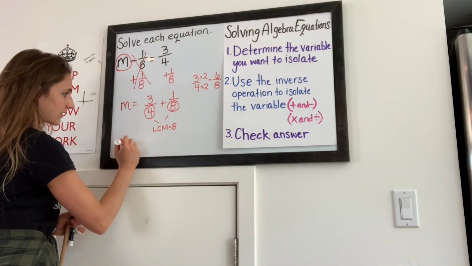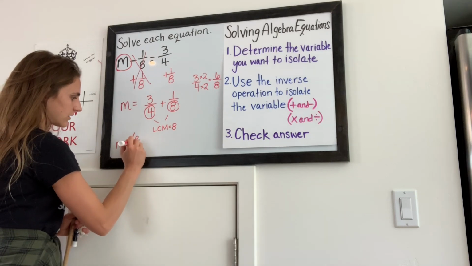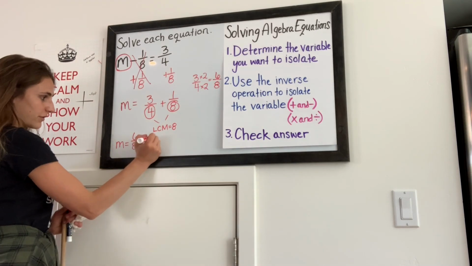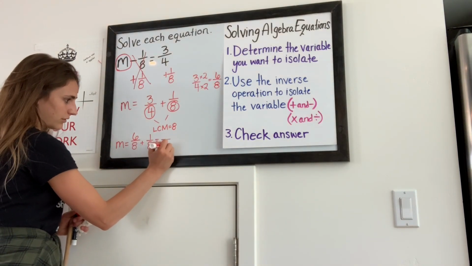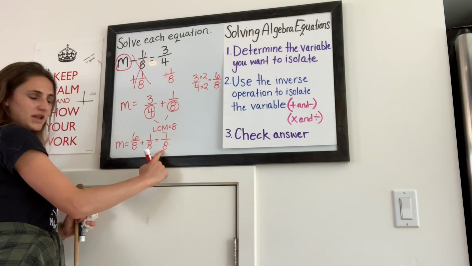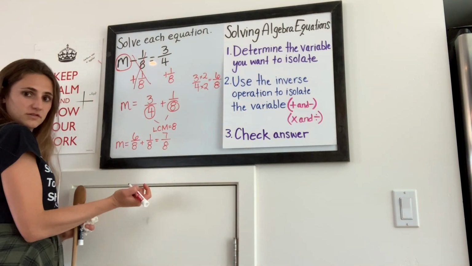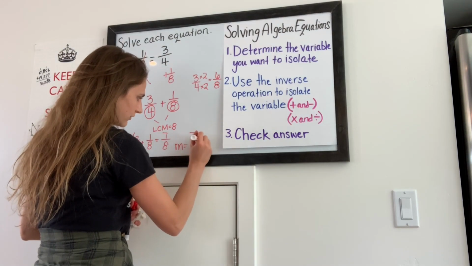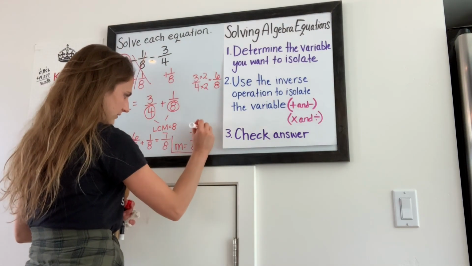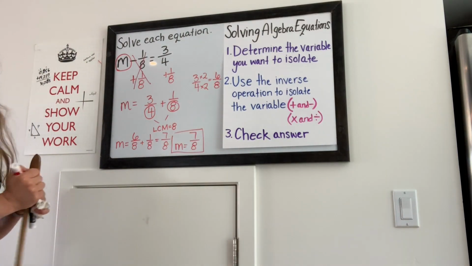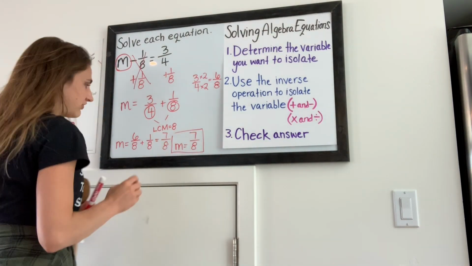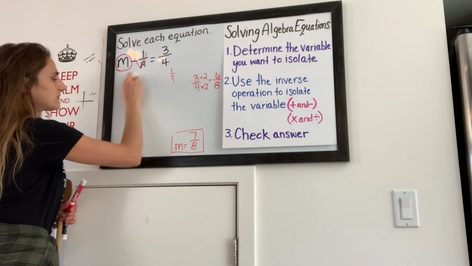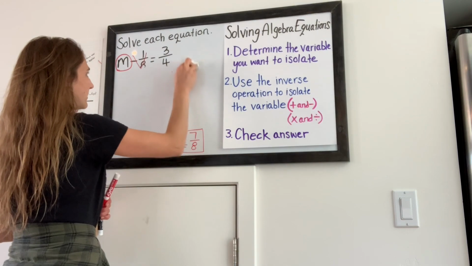We have m equals 6 over 8 plus 1 over 8. 6 over 8 plus 1 over 8 would equal 7 over 8, okay, because our denominator stays the same and we add our numerators. Okay, so I think my final answer is m equals 7 over 8, okay? That's what I think. However, we don't know for sure until we've done step 3, which is to check our answer. So I'm going to erase this so that we have plenty of space to check our answer, okay?